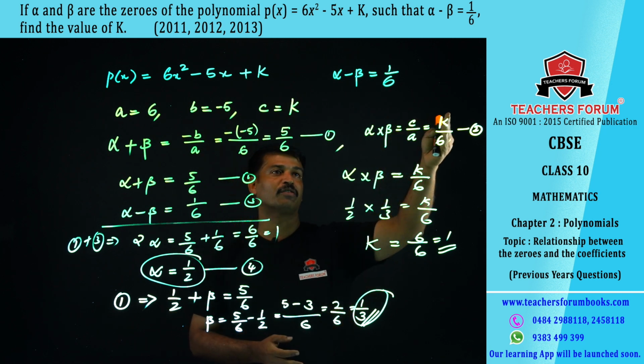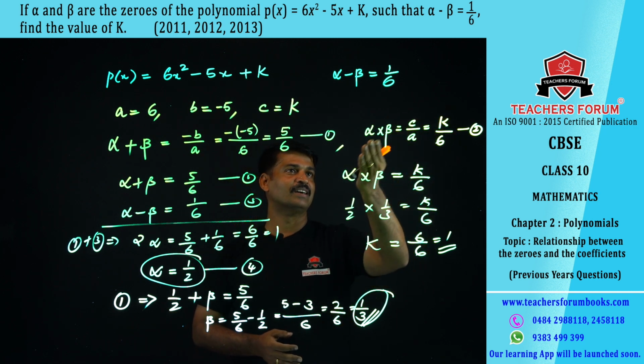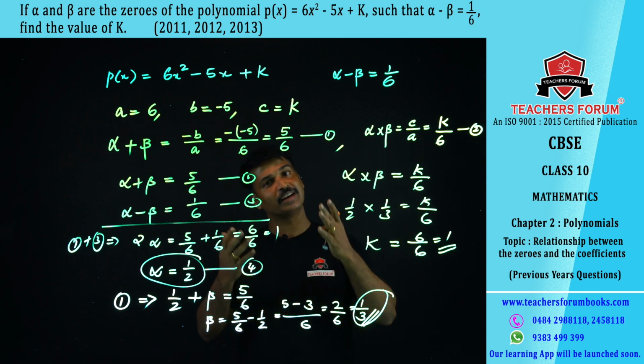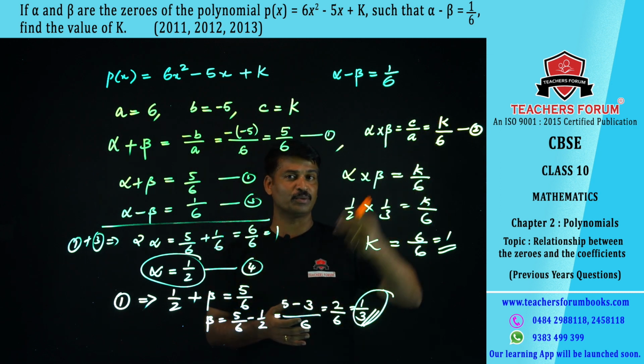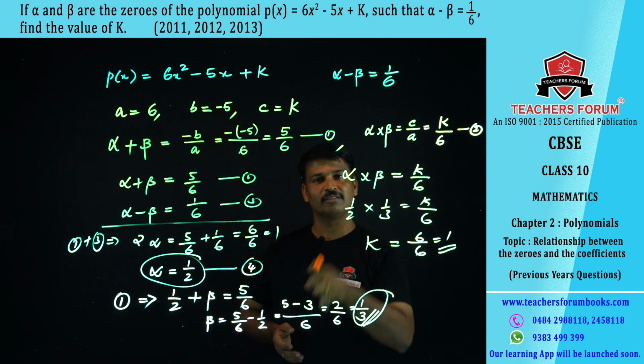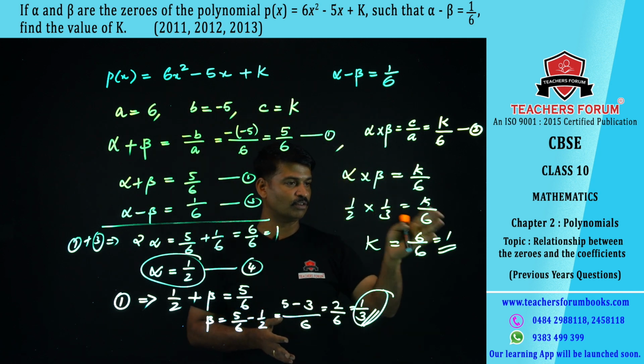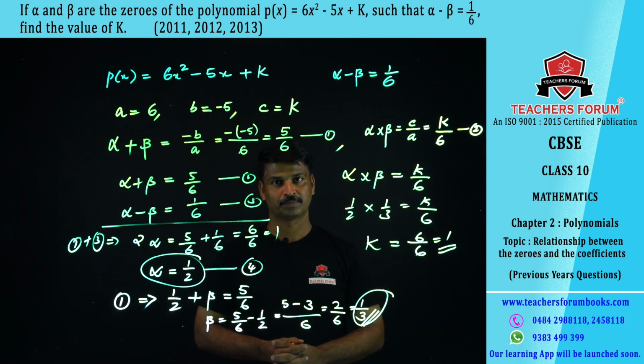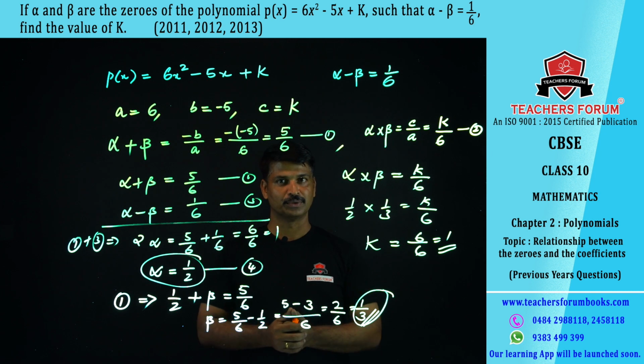So you got the value of alpha and beta. Now you have to find out the value of k. What is alpha into beta? Alpha into beta is k by 6. So you can find the value of k from this second equation, isn't it? Substitute for alpha and beta, then you can find the value of k as 1. Okay, I think it is clear to you.